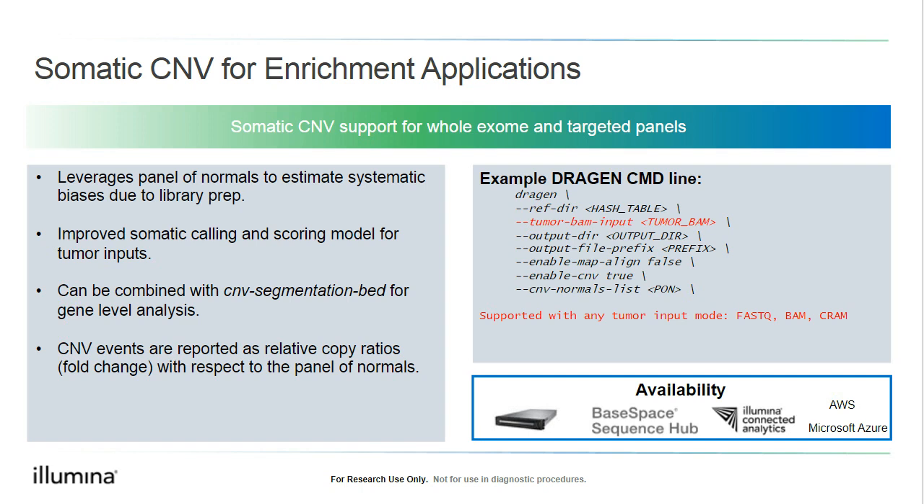You can still bring in a CNV segmentation BED file for gene level analysis, and the CNV events are reported as copy ratios with respect to the panel of normals. Again, this was an area where we felt our accuracy was not up to the mark, or at least not what we expected for somatic enrichment samples. So those have now been updated in this release.